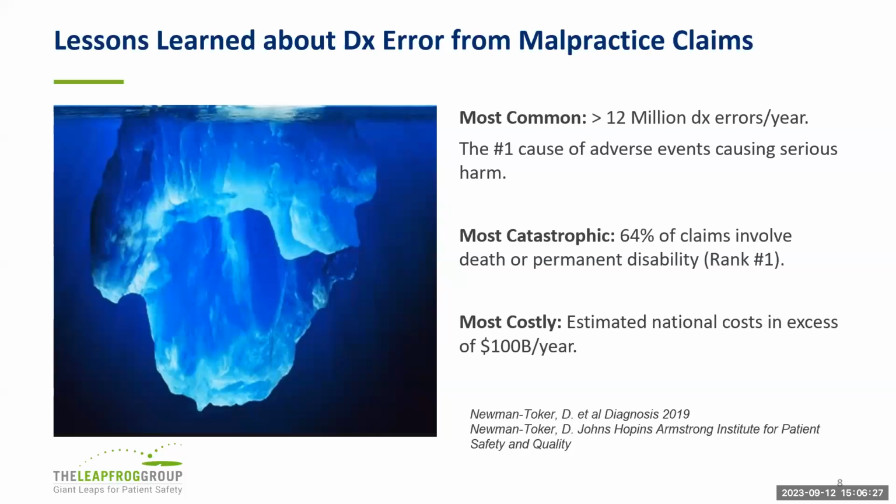And if you look at all the malpractice cases in the US today, diagnostic errors make up the #1 cause of high severity claim cases by a long shot. 2/3 of these cases involve death or permanent disability, and the aggregate cost at a national level is more than $100 billion a year.